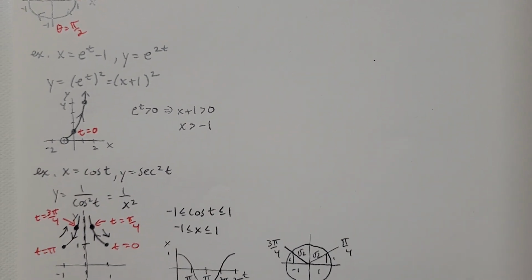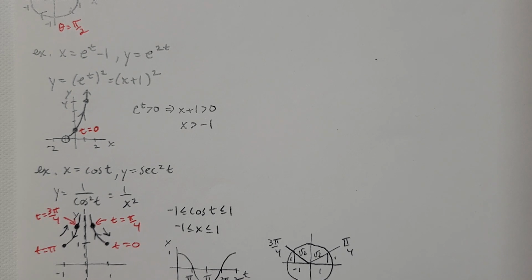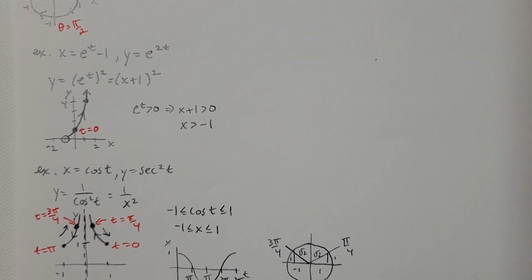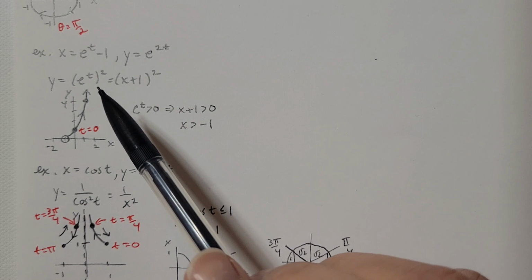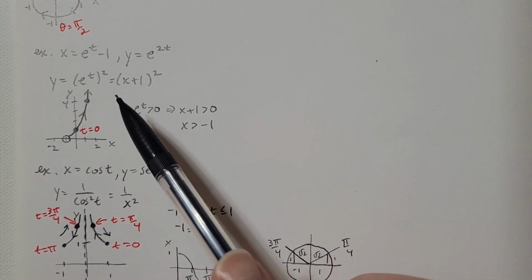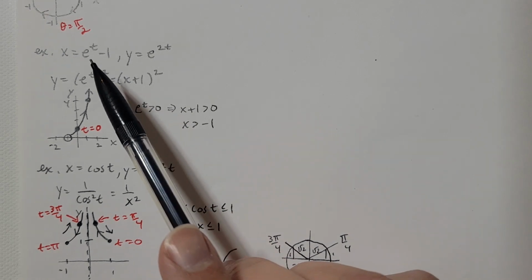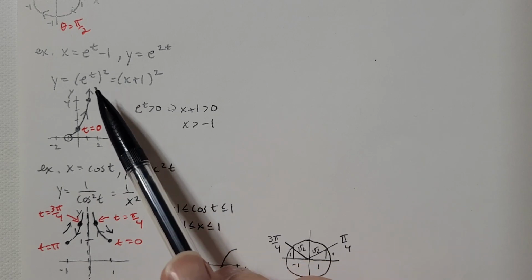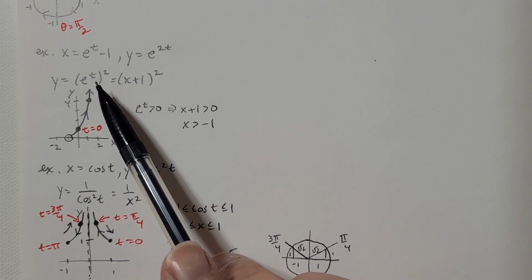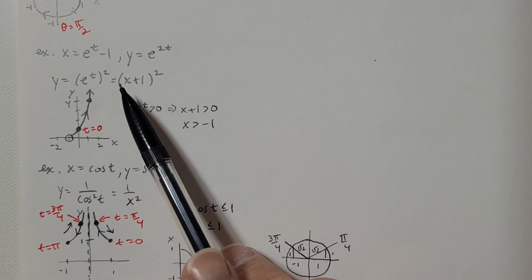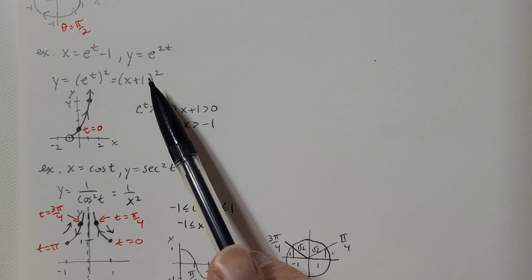If we try another example here, suppose that x is e to the t minus 1 and y is e to the 2t. E to the 2t is the same as e to the t squared. So that's how I got y written. I got e to the t squared. And the reason why I did that is because if I solve this first equation, e to the t is x plus 1. So where I see e to the t, I'm going to replace that with x plus 1. And therefore y is equal to x plus 1 squared.